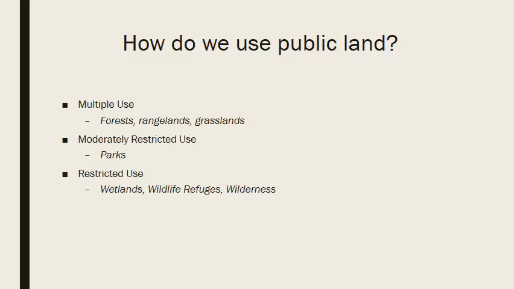Lastly, we have the restricted use land, and those lands are set aside to be without human interference. In most cases, it is required to have a specialized permit issued by the governing department of the federal government to even be allowed to go into them. So examples of these include wetlands, wildlife preserves, and wilderness areas. In fact, the wilderness area is the most protected and regulated land in the United States.